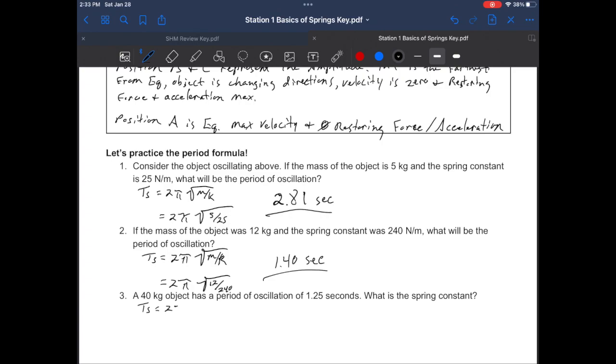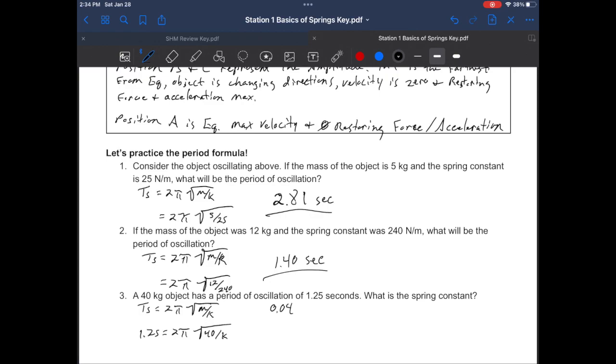For the last question, a 40 kilogram object has a period of oscillation of 1.25 seconds. What's the spring constant? A little bit different now. They've given us the period of 1.25 is equal to 2 pi times the square root of 40 divided by k. We'll take the 1.25, divide by 2, divide by pi. If you want to divide by 2 pi, make sure you put it in parentheses. Otherwise, your calculator will think you're dividing by 2 and then multiply by pi. So just be careful. Divide by 2, then divide by pi, then square both sides.